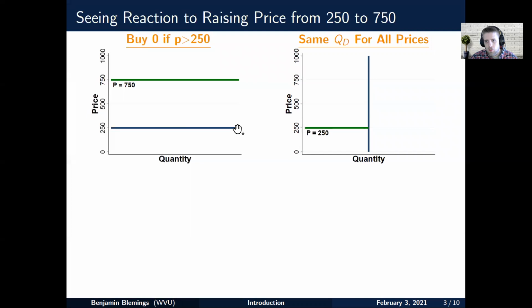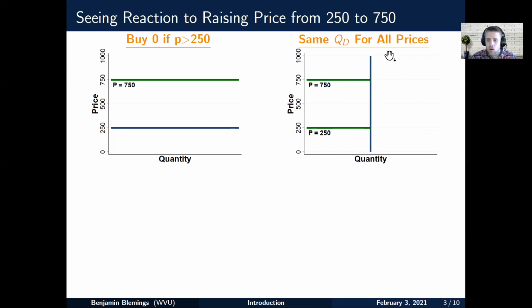Whereas for the curve that is perfectly inelastic and perfectly vertical, if the price is 250, your quantity demanded is this amount. And if the price is 750, your quantity demanded is this amount. So regardless of the price, you buy the exact same. Your quantity demanded is exactly the same for that good. And that's the definition of perfectly inelastic.